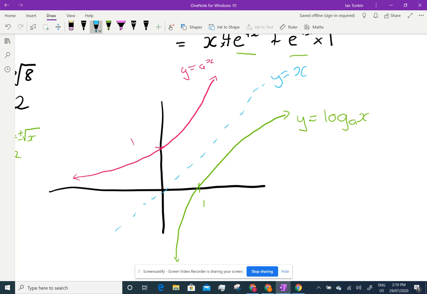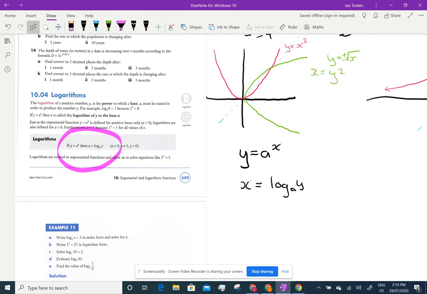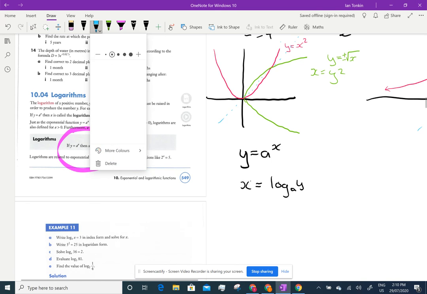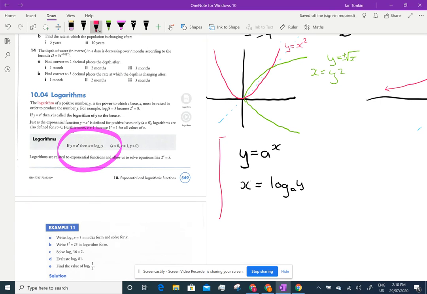So let's now have a look at our definition. And our definition is here. I've circled it with the highlighted pink. If y equals a to the x, then x, the undoing, is to take the log base a of y. And this is what I want you to write in your notes. This bit here. This is the basis. And we're going to be moving in and out of both these operators.